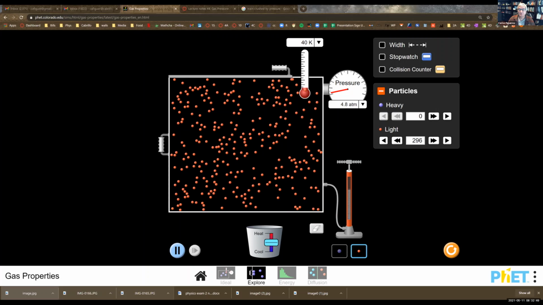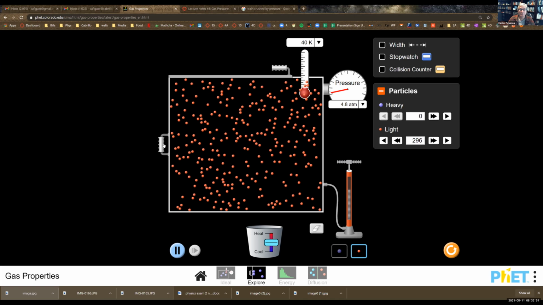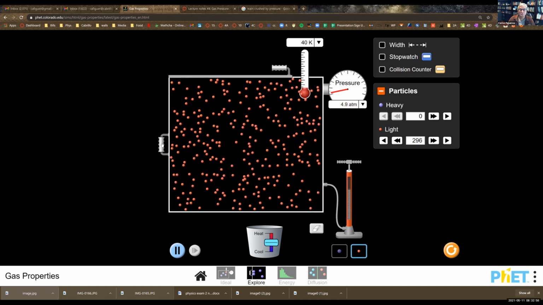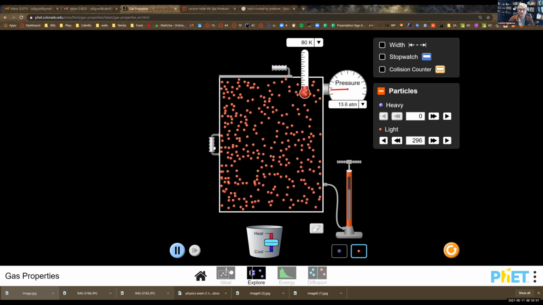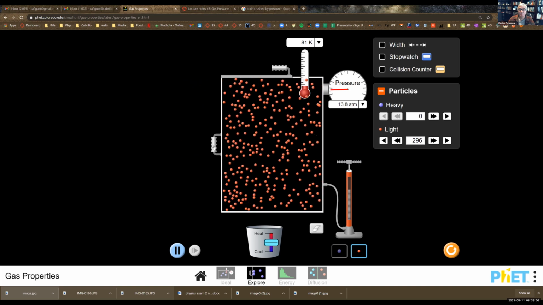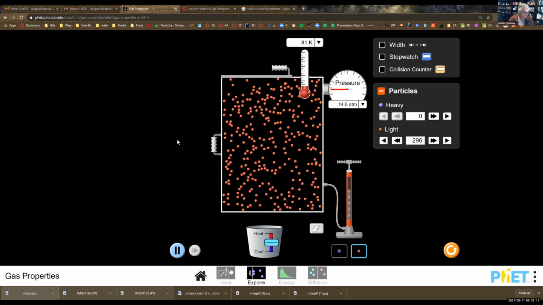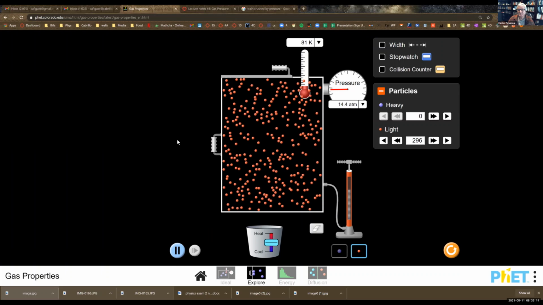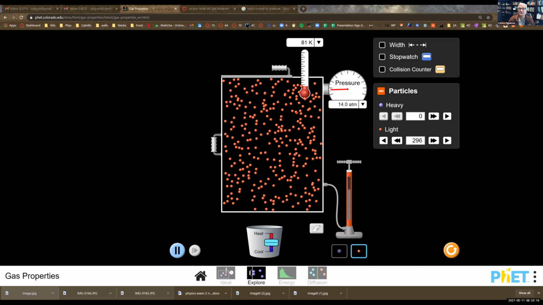Okay, so now the next thing that I'm going to do is reduce the volume. Look at what happens when I reduce the volume. So what I'm going to do is squeeze this in. Okay, so now you're seeing that the temperature actually increased. And there's a good reason why that is. But what I'm going to do next is take a screenshot of this, and then I want to share this with you so you can see what I'm talking about.